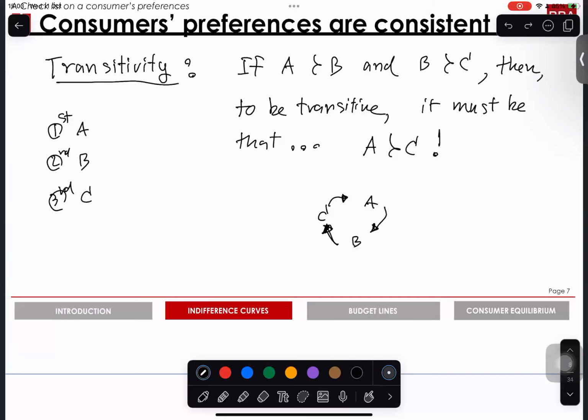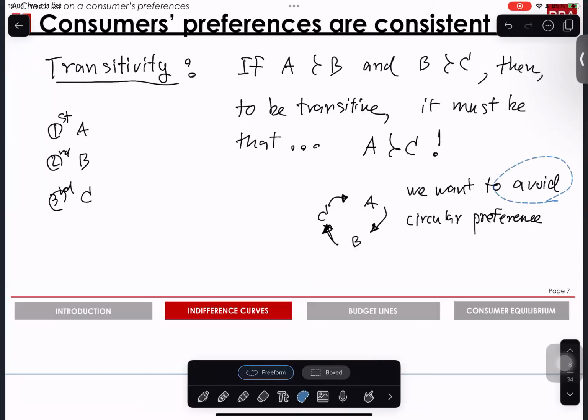It happens to kids in kindergarten. When you ask them to choose candy, ice cream, chocolate, sometimes kids get confused and cannot rank. Circular preference, we want to avoid this. That's why we need requirement number 4, no circular preference. We want to avoid circular preference.